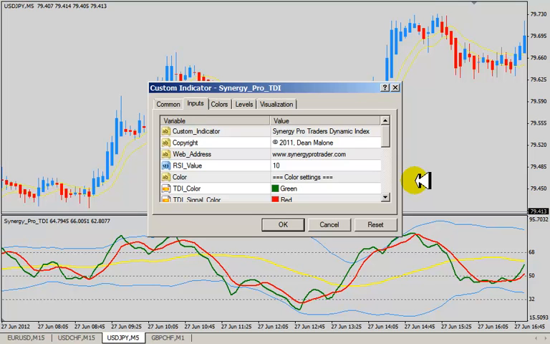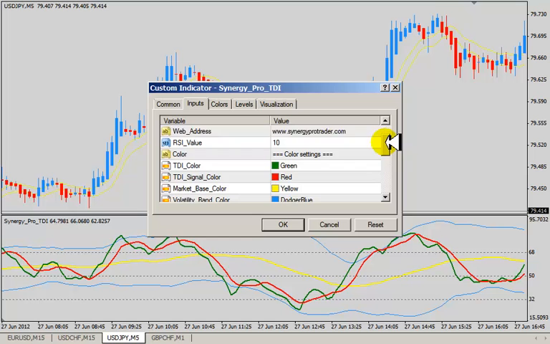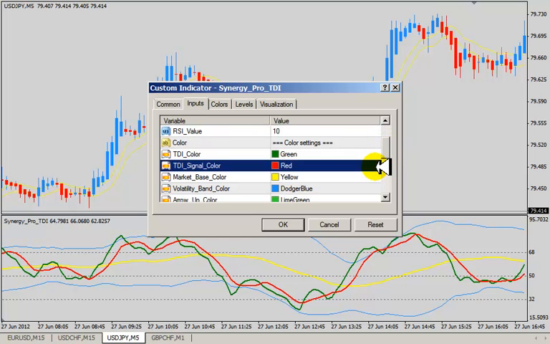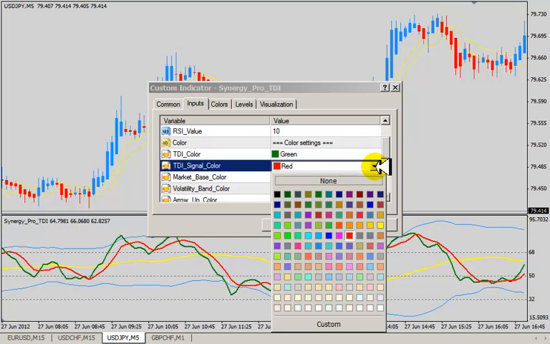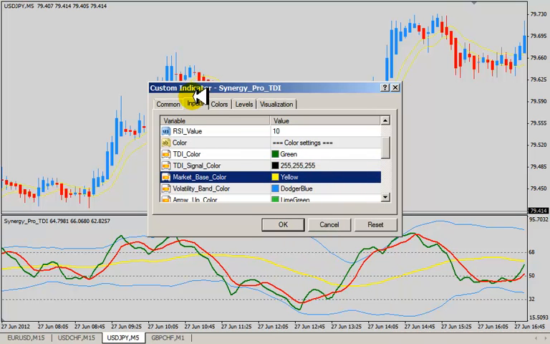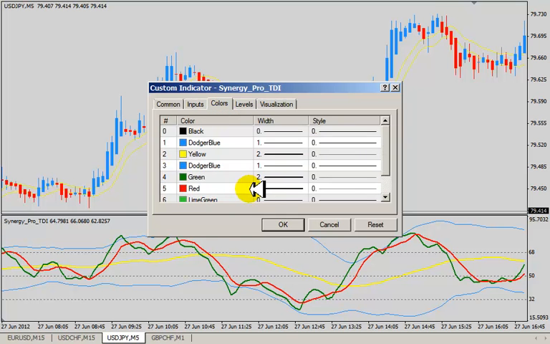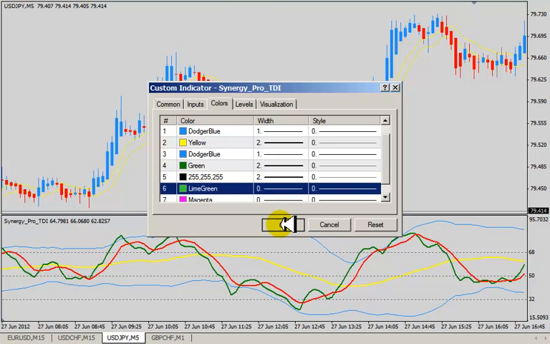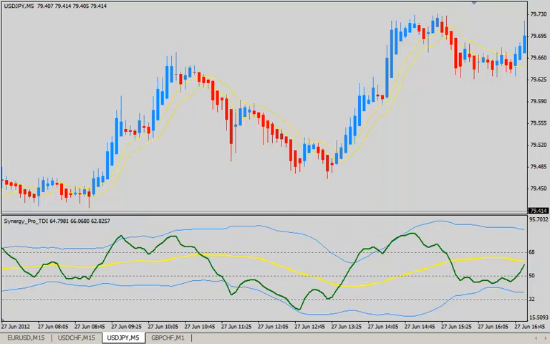But you can do this with the Synergy Basic, you can do this with the Advanced Synergy, is simply go to the red right here, highlight that, and set it to none. Okay? Whether you're doing it in the inputs or you're doing it under the color tab, you can just go to the red and set that to none. And click OK. And that removes the red line.